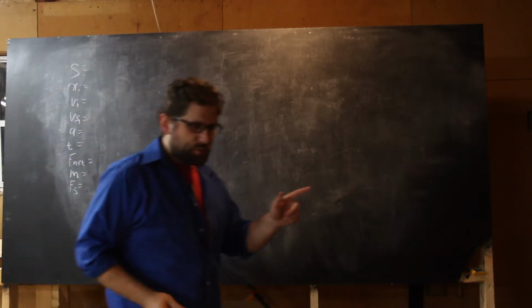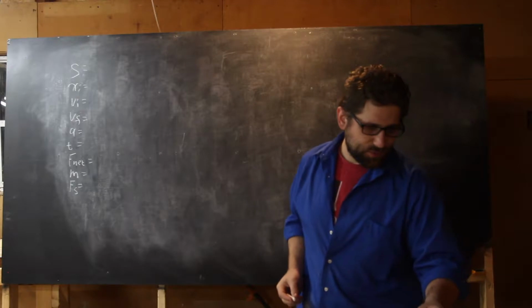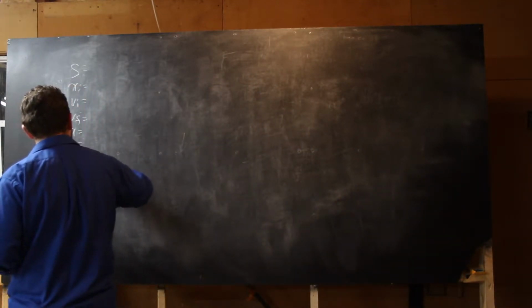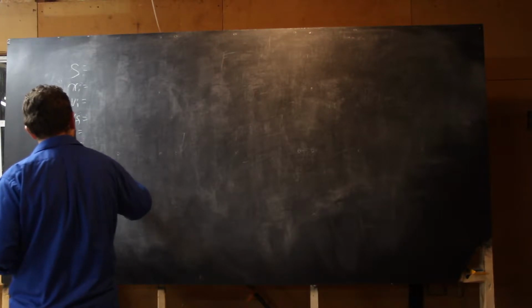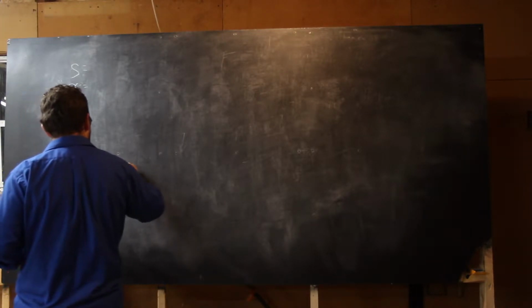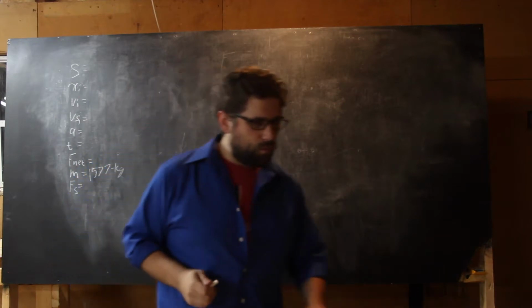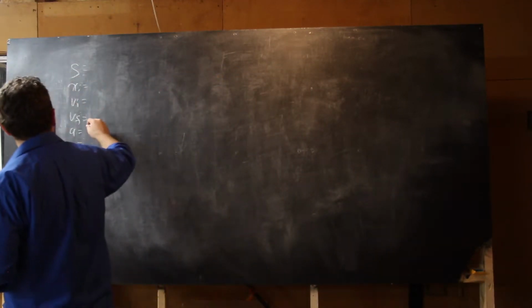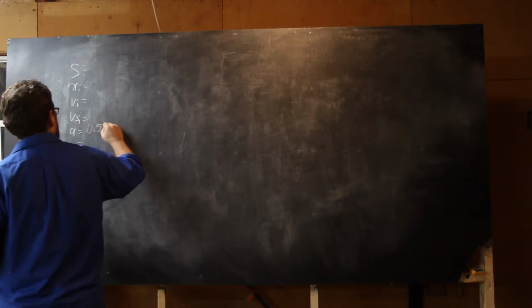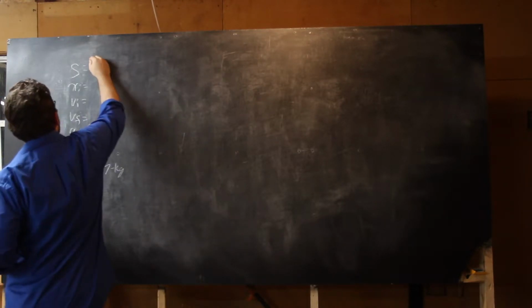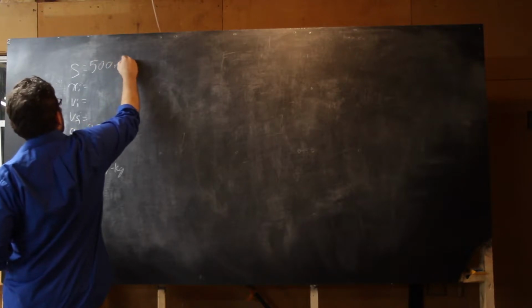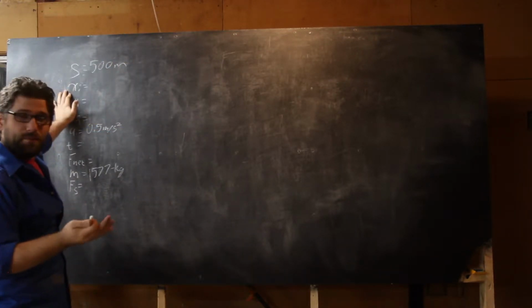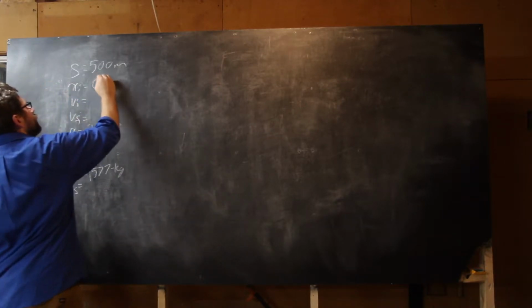Okay, so the mass is 1,577 kilograms. We want it to accelerate at 0.5 meters per second squared. The mechanic is 500 meters away. And we're going to assume a starting position of 0. We get to choose that. I'm going to choose 0. That makes it nice and easy.